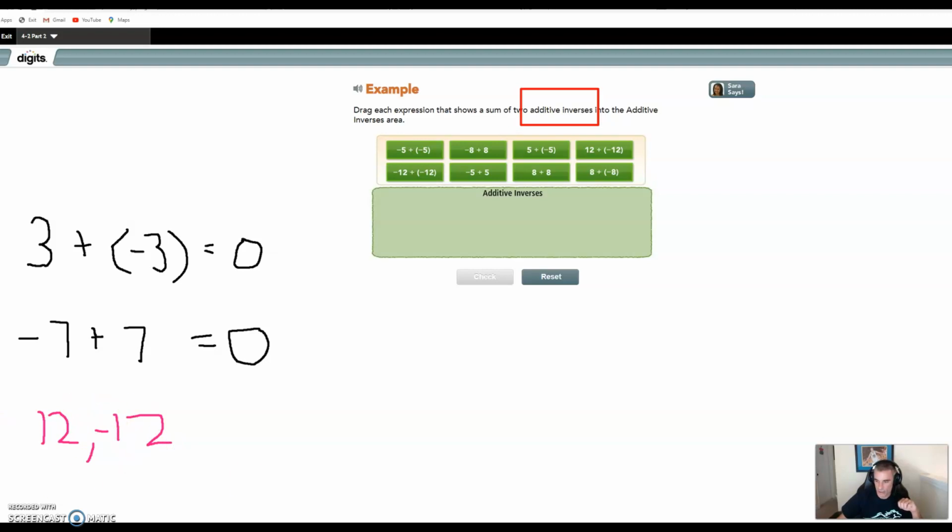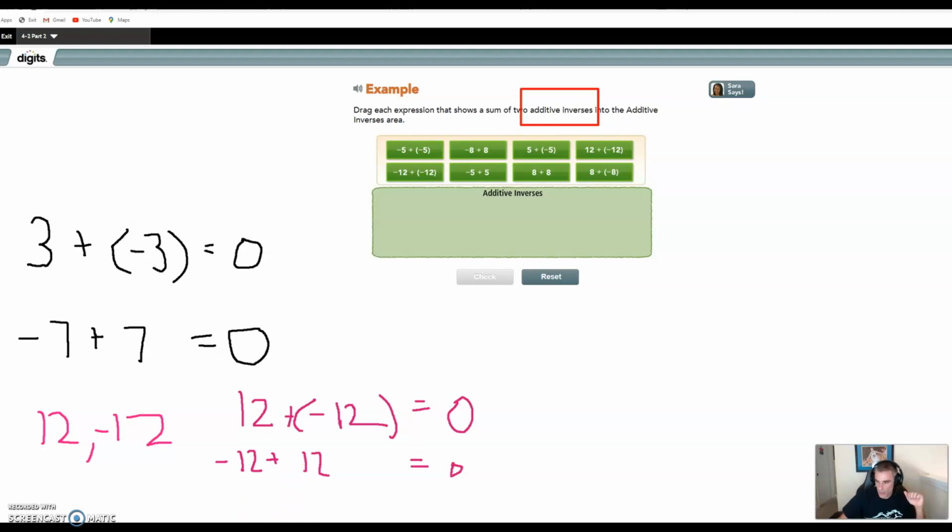Because when I add these two numbers together, whether I write it like this, I could write it as 12 plus negative 12. That equals 0. I could also write it as negative 12 plus 12. That also is equal to 0. When you add two things together, the order doesn't matter, right? 2 plus 3 is 5. 3 plus 2 is 5.